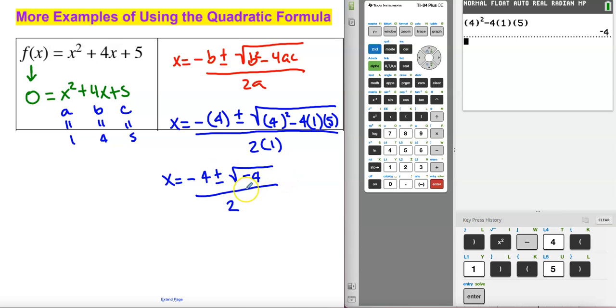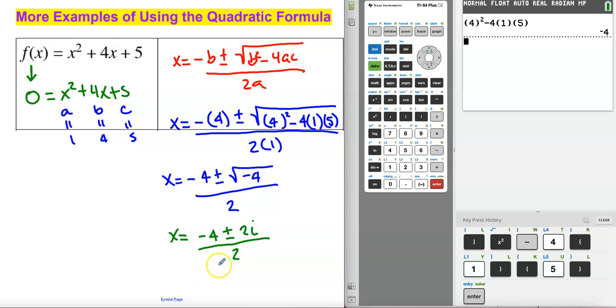Automatically I know that this right here is going to be an imaginary solution because I see that there is a negative under my square root, but no problem because I know how to simplify negative square roots. And so when I simplify that negative square root, I should get x is equal to negative 4 plus or minus 2i divided by 2.